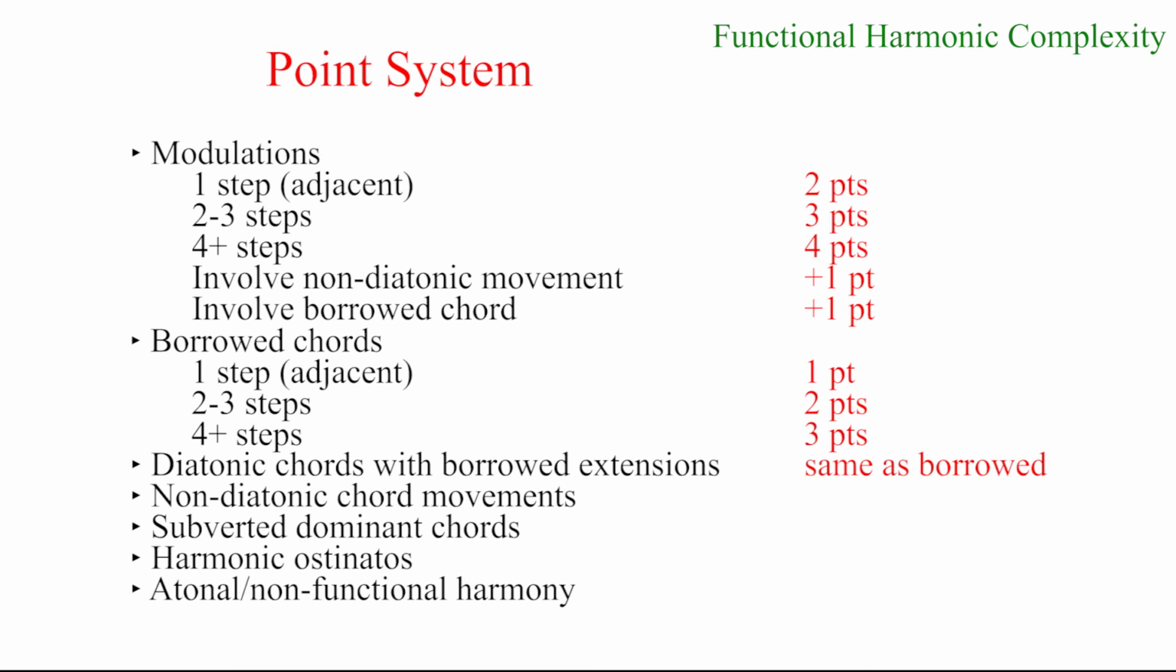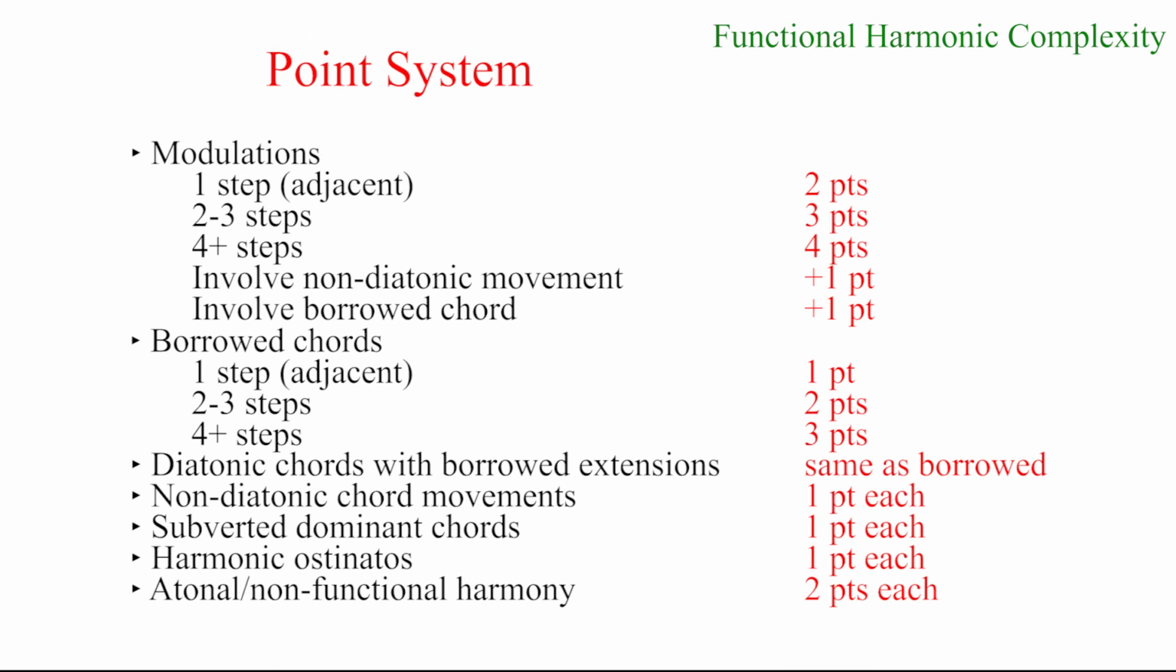This can add up to quite a few points, as well it should for the strangest, most complex modulations. The rest of the point system is rather straightforward. Each instance of non-diatonic movement gets 1 point, as does each dominant chord subversion and each use of harmonic ostinato. Non-functional harmony gets 2 points. It's possible for a song to get 0 points overall, which indicates that it only has diatonic chords and no additional use of functional harmonic techniques.